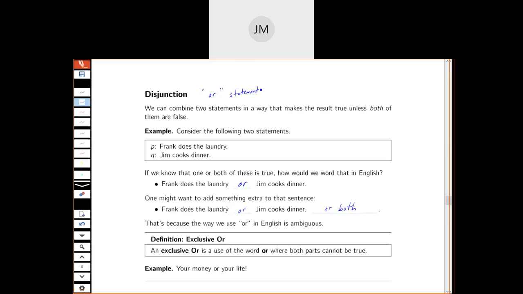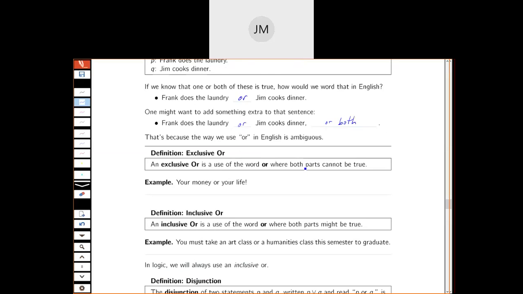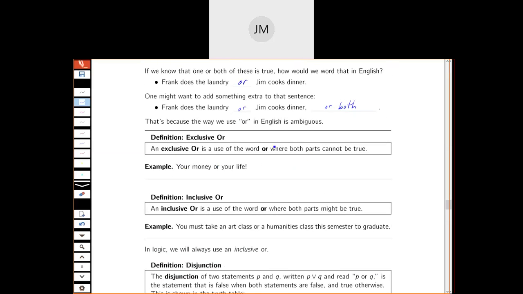Now, I don't think there are quite as many words that mean or as there are words that mean and. However, or can be a little bit tricky because there are two different things that we mean when we say or in the English language. So that's what we want to look at here to begin with. We have what we call an exclusive or, and we have what we call an inclusive or.